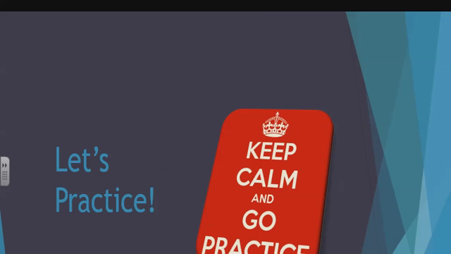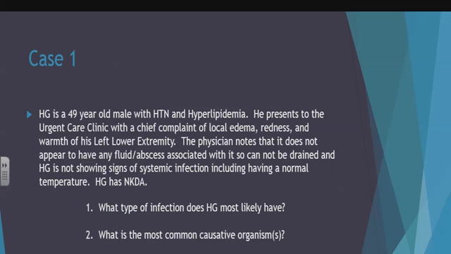All right, so let's do a practice problem. I only included a little brief one because we're going to go over a bunch of practice problems together on Monday. So briefly, here we go. HG is a 49-year-old male with hypertension and hyperlipidemia. He presents to an urgent care clinic with a chief complaint of local edema, redness, and warmth of his left lower extremity. The physician notes that it does not appear to have any fluid or abscess associated with it, and so it can't be drained. So we can't do I&D on this.